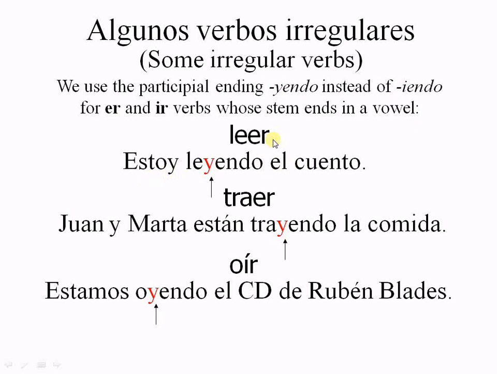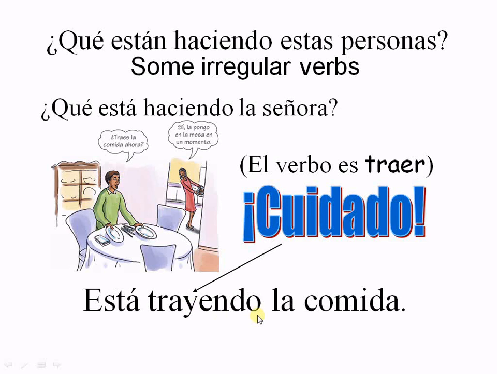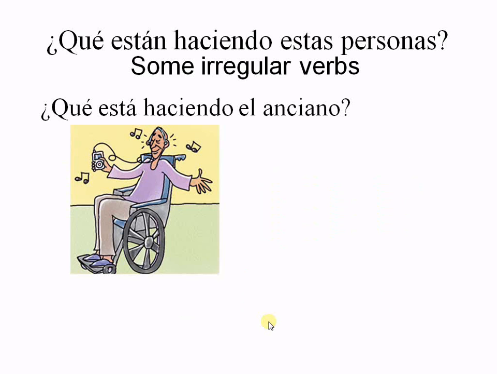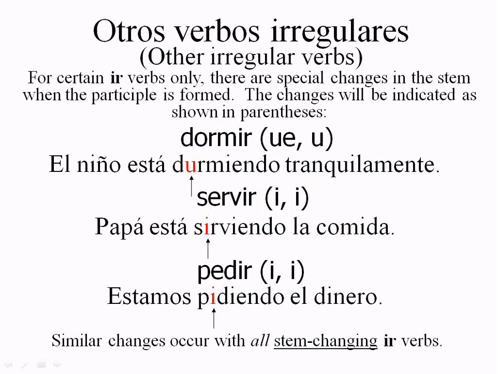For example, the verb leer. Estoy leyendo el cuento. So instead of having an I here, I have a Y. Juan y María están trayendo la comida. Estamos oyendo el CD de Rubén Blades. ¿Qué está haciendo la señorita? Está leyendo el menú. So with a Y here. ¿Qué está haciendo la señora? Está trayendo la comida. She's bringing the food. ¿Qué está haciendo el anciano? Está oyendo música.